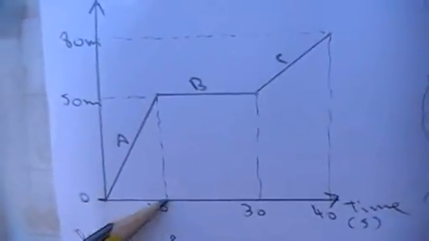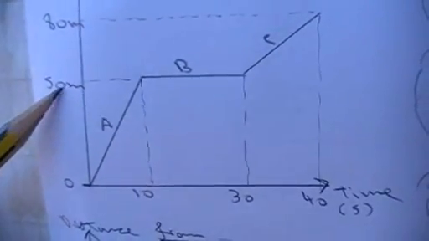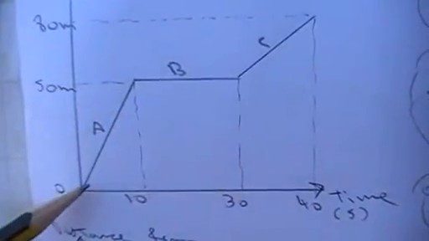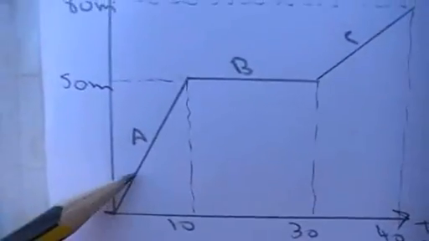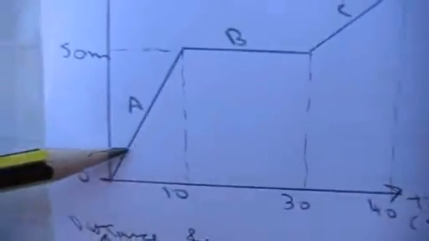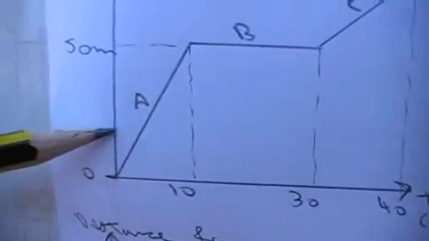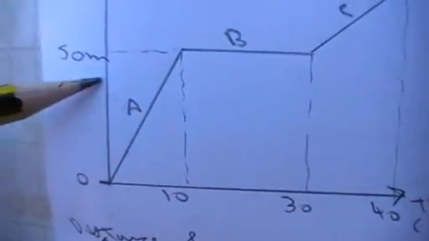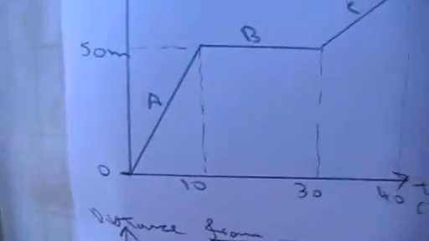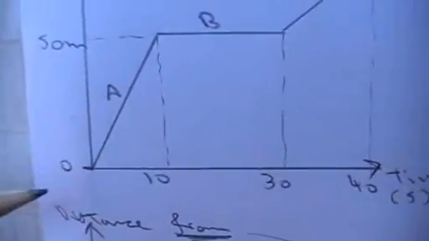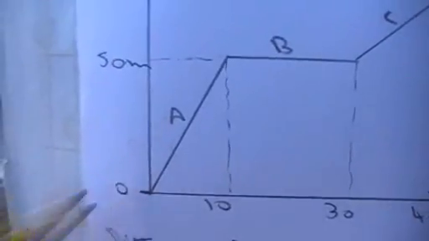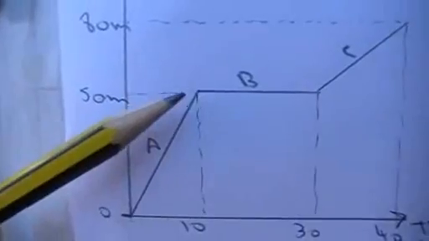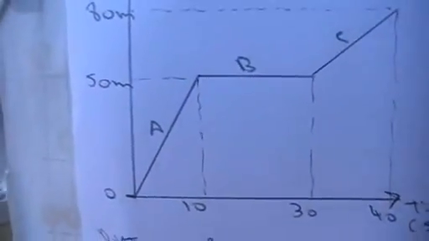So section A, we took 10 seconds and we travelled 50 metres. What that straight line shows is that the rate at which we're travelling is constant. If you imagine taking a little section here and mapping it across, or a little section there and mapping it across, you would see the same distance. So you're travelling at a steady, constant speed, steadily travelling along for 10 seconds and you achieve 50 metres.